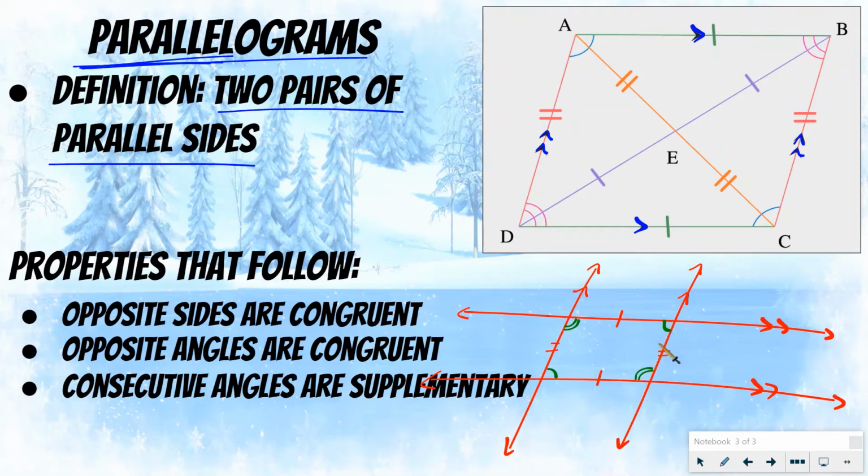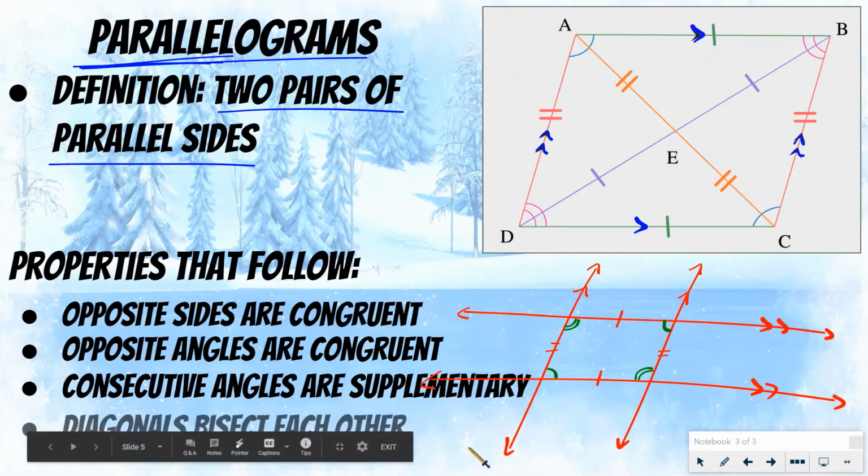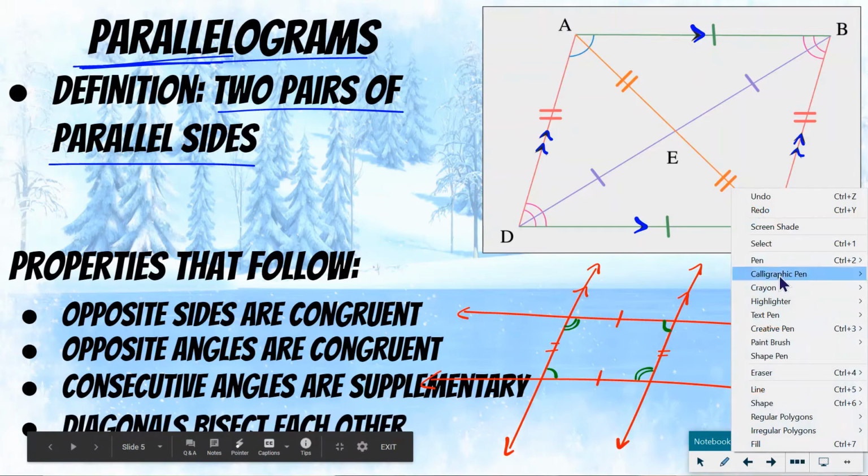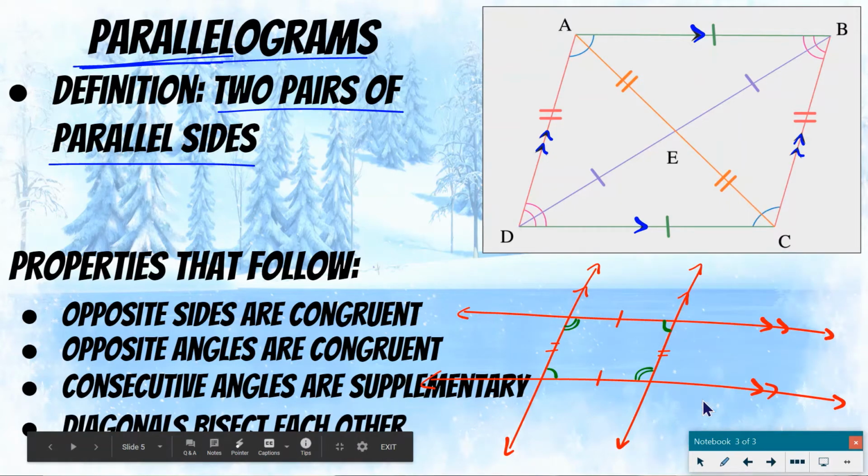These two are also consecutive interior, so they have to be supplementary. So these two are supplementary to the same angle there, and they have to be congruent to each other. So really, all of this angle stuff is just our angle relationships that we know for parallel lines and a transversal. Then our diagonals bisect each other. That is the newest property that we see there.